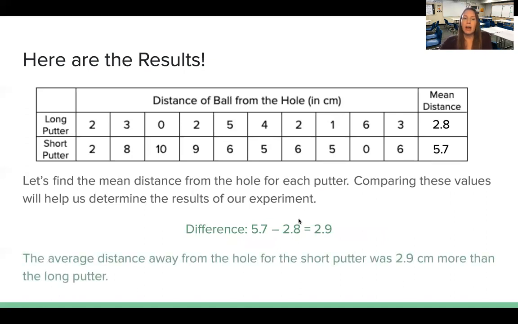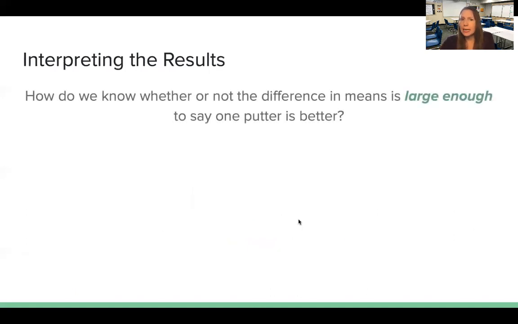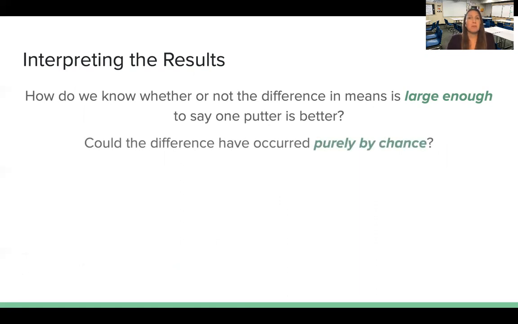So what we want to do now is try to decide, was this 2.9 large enough for us to say that the long putter is better? Or is it possible that we just were really lucky and did better with our long putter just by chance? So we're going to investigate our results a little bit further to see if we can make any conclusions based on this difference in means.